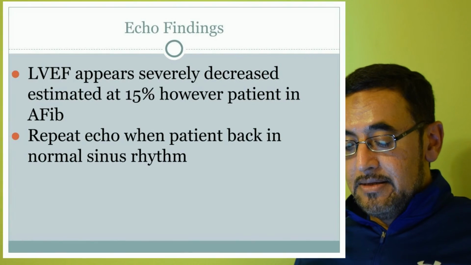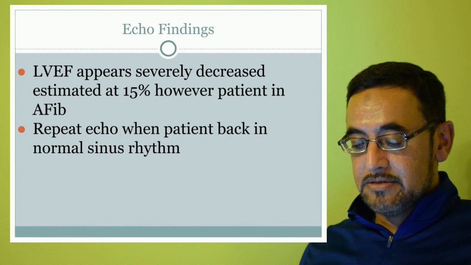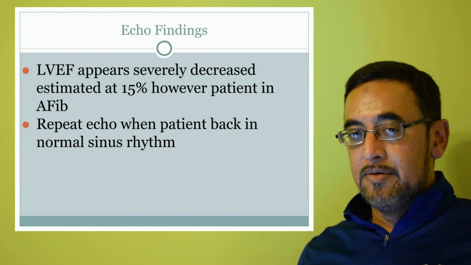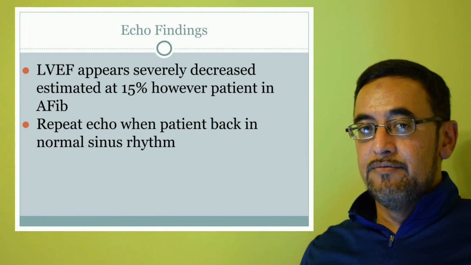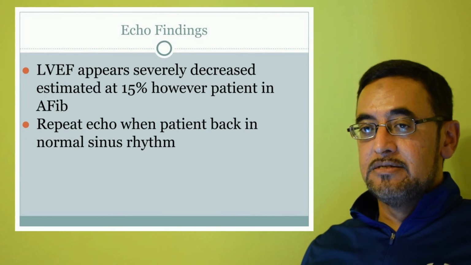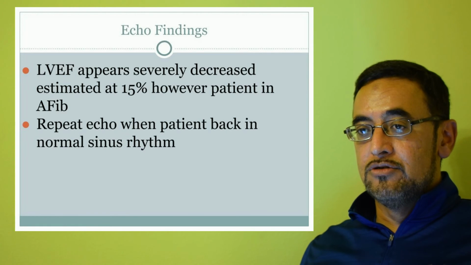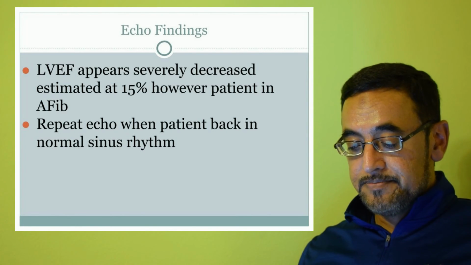Then the ejection fraction of the patient was severely decreased, estimated 15%. Patient was in AFib. Patient then underwent AFib ablation. When he was back in sinus rhythm, his heart function recovered very nicely. So here's another instance of a loop recorder that changed the diagnosis completely and helped the patient avoid future stroke, and his heart function was regained with AFib ablation.